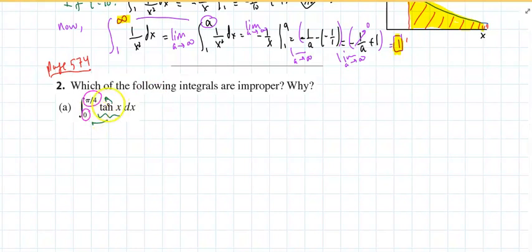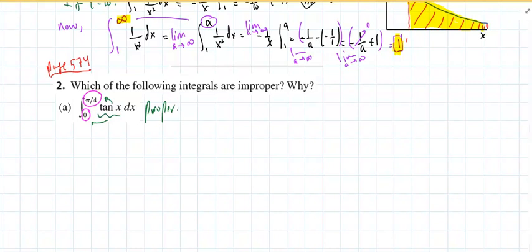So tangent of 0 is 0, tan of pi, well, guess what? This is proper. Meaning this I can integrate. Right? So in this section, you're not just going to jump in and say, okay, look, it's an integral, let me integrate it.